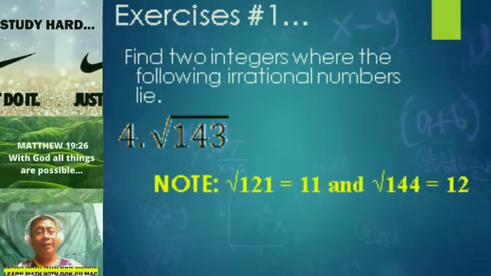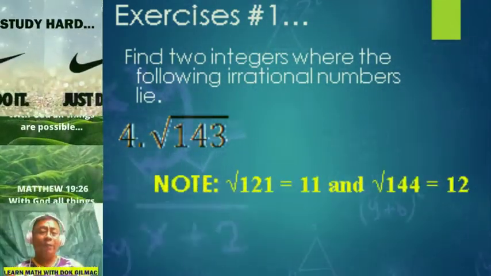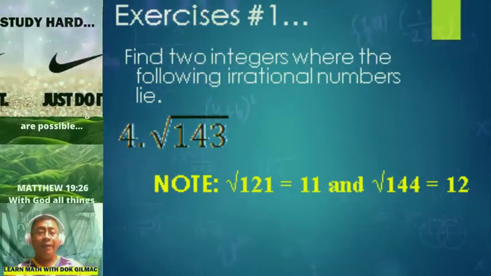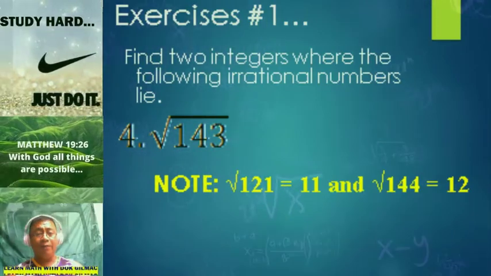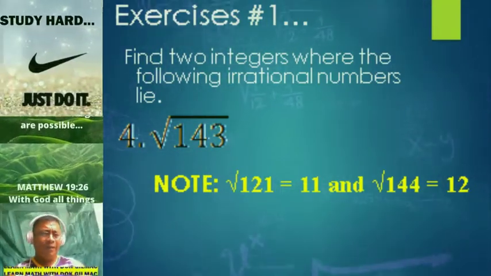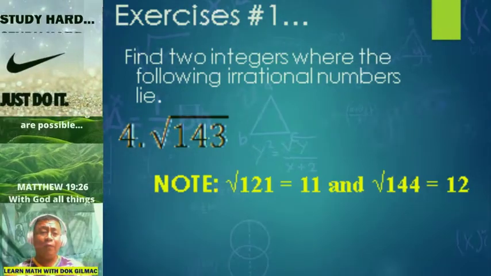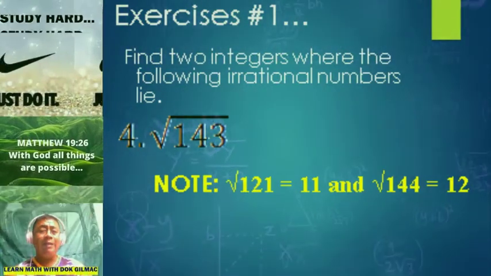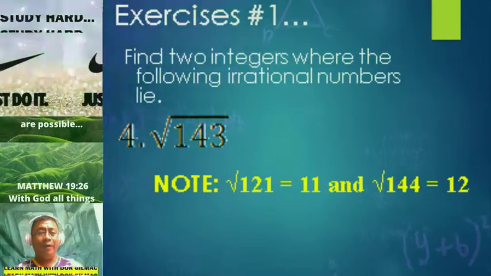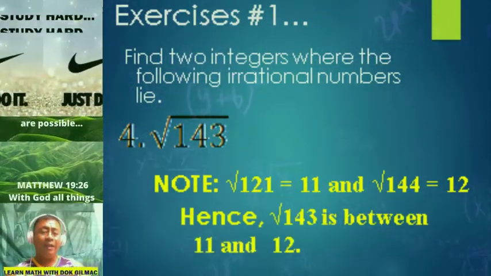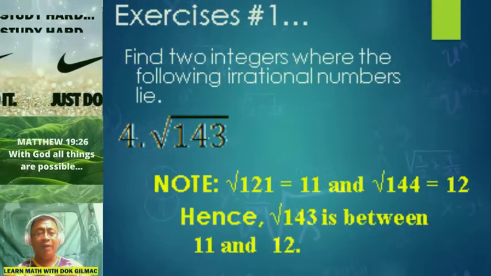Consider the square root of 143 for number 4. Take note, the square root of 121 is equal to 11 and the square root of 144 is equal to 12. Take note that the square root of 143 is between the square root of 121 and the square root of 144. Hence, we can say that the square root of 143 is between 11 and 12.